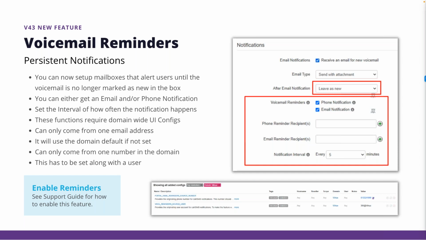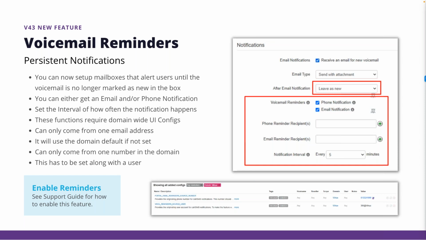So it would need to be left as new. As soon as the message is changed to saved or moved to trash, that's when the notification stops. Same as before, checking an email with attachment isn't going to stop these notifications. You would still need to make sure they go and access it, either from the portal to delete it, or call in. With the phone reminders, which obviously we have a support guide on how to enable, it has to be tied to a user, as well as one telephone number.